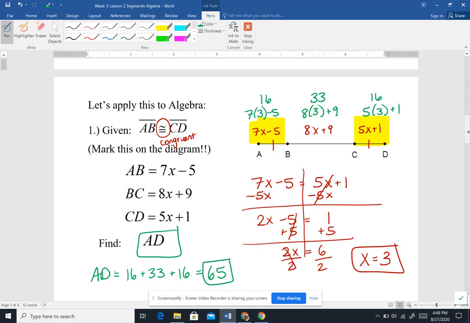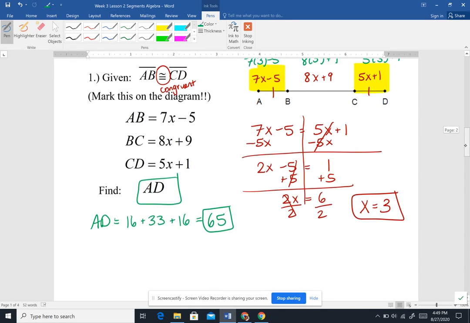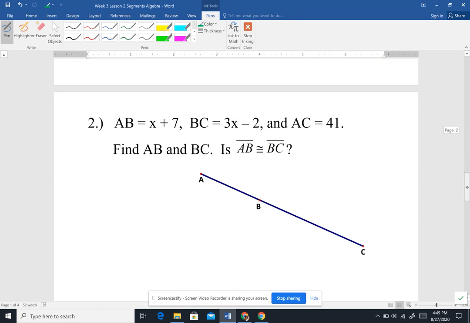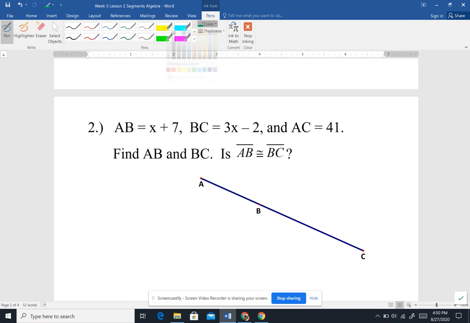So that is an example of an algebra problem using congruent segments. Often, once we start studying this, people start thinking that segments are congruent in every example and that they always should set expressions equal to each other. So I want to do a little bit of comparing and contrasting.